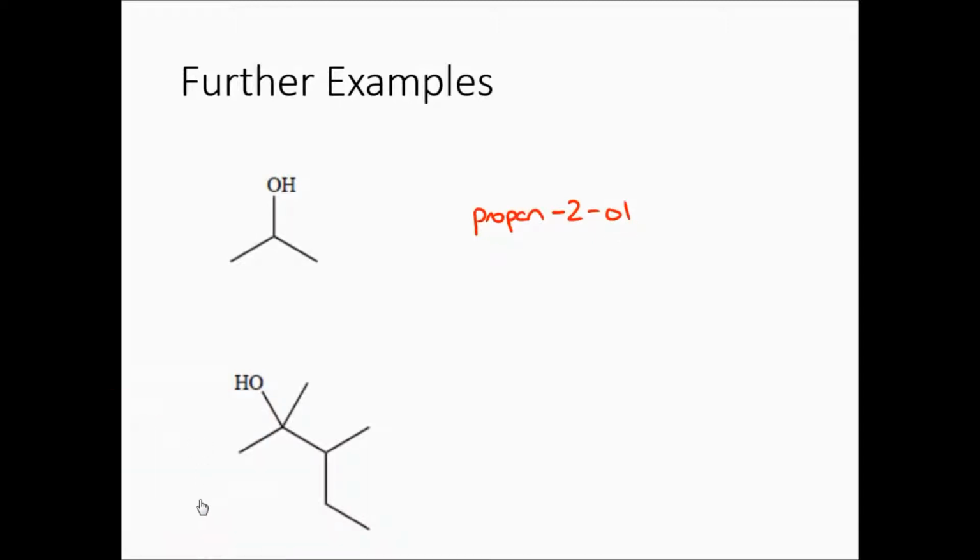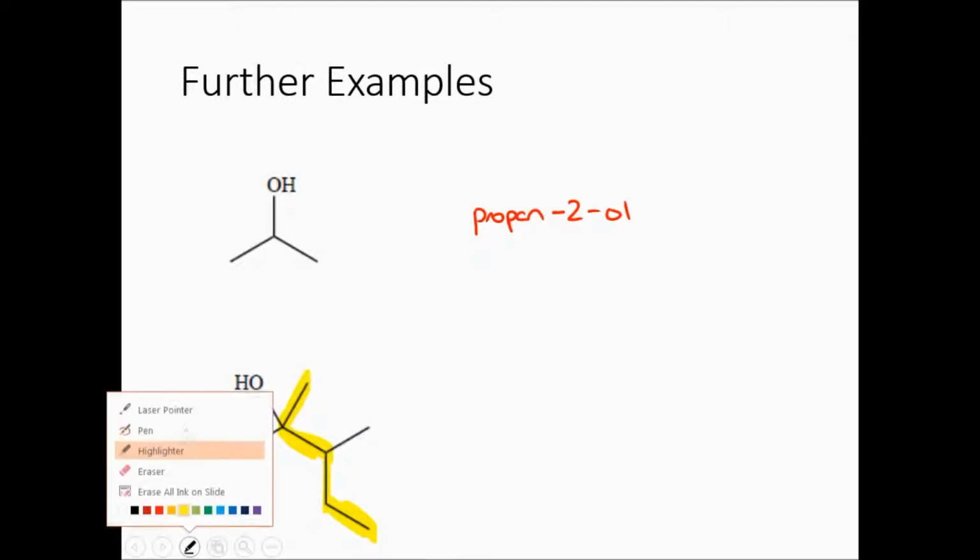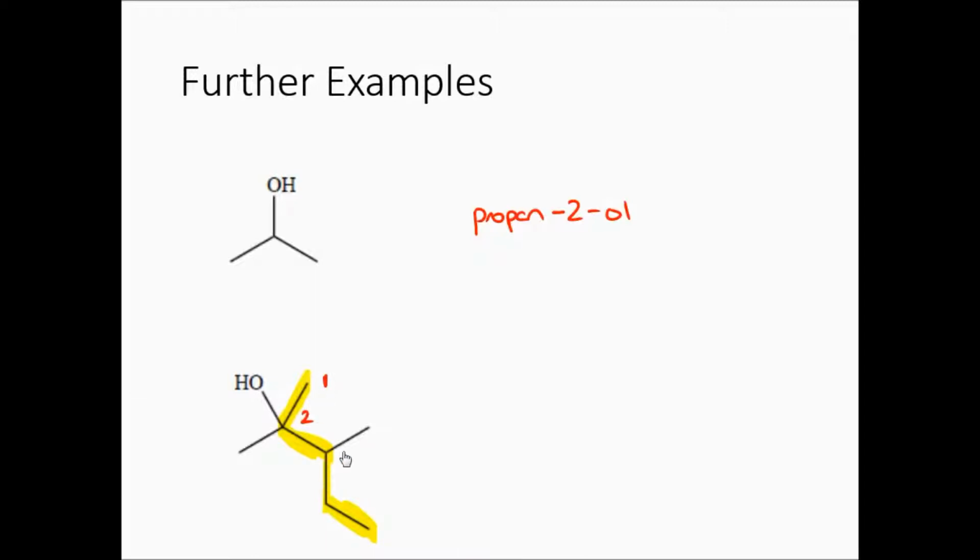Now let's look at the next example here. I look for the longest carbon chain including this hydroxyl. So I start from here and then go down, down, down. Here I have 1, 2, 3, 4, 5. This is how I'll number my carbon atoms. So I have 5 carbon atoms, so that's pentane. And then my hydroxyl group is in the 2 position, so it's pentan-2-ol. Now let's look at my substituents. I've got 2 methyl groups, 1 on 2 and 1 on 3. So it's 2,3-dimethyl pentan-2-ol.